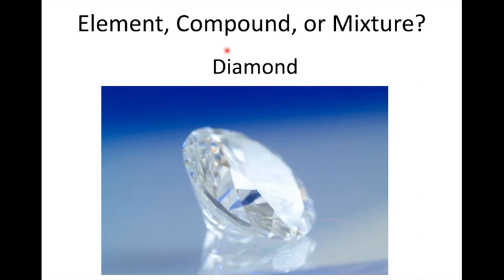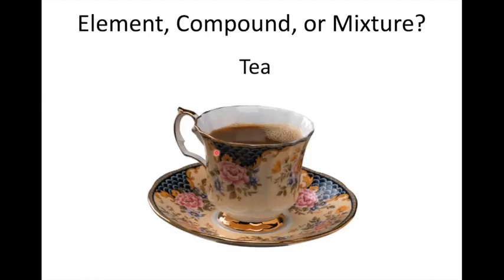So you can take a look at the rest of this PowerPoint. Diamonds are actually all one element, made up of one element, which is carbon. So that makes this an element because it's all one. Just because you can't find the word diamond on the periodic table doesn't mean what it's made up of. It's one continuous thing called carbon. Tea is a mixture because you're just taking the tea leaves in the tea bag, mixing it with water.